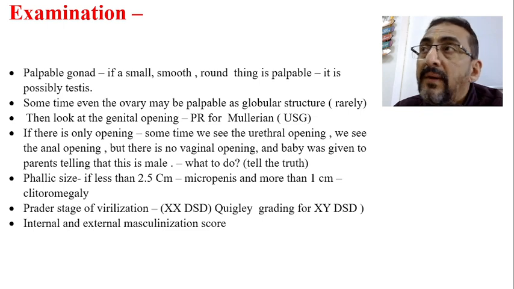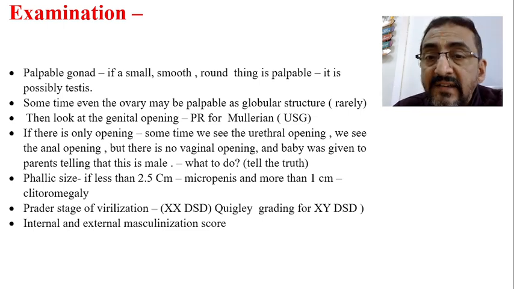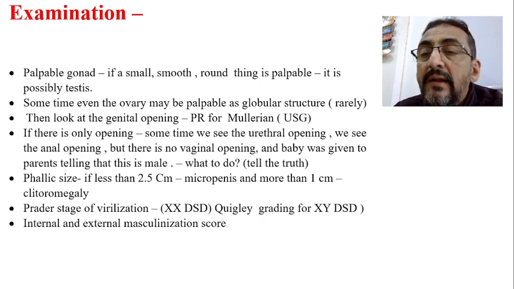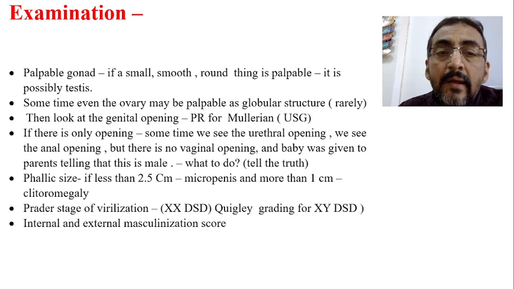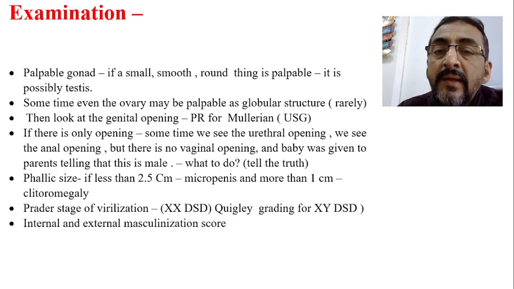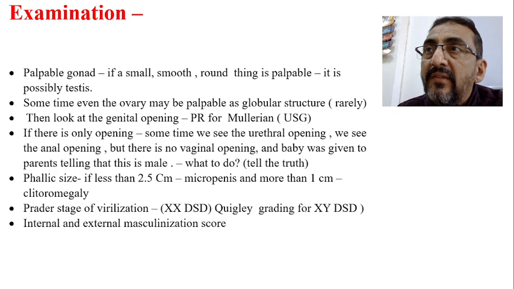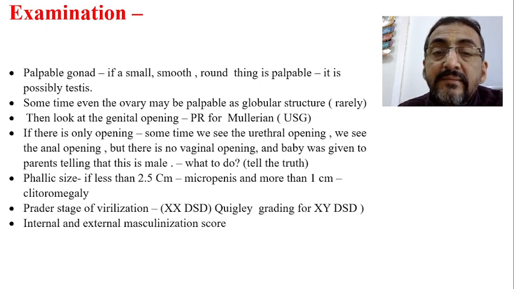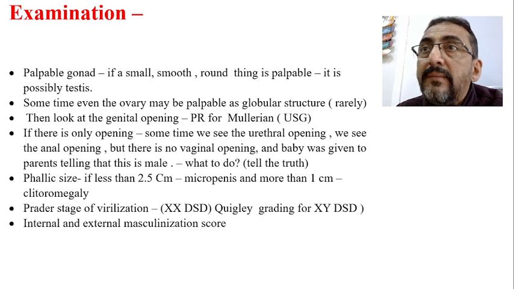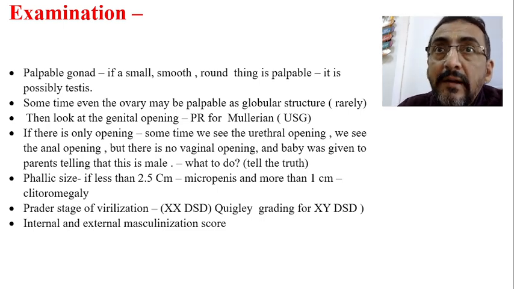Now the phallic size: if it is less than 2.5 centimeter, then we will call it micropenis, and if it is more than 1 centimeter, it is called clitoromegaly. Now this is a problem. If the phallic length is more than 2.5 centimeter, we will call it a penis. But if it is less than 2.5 centimeter, it is called micropenis. And if the phallic length is more than 1 centimeter, then it is called clitoromegaly. It may be the clitoris, so with the presence of the clitoris, it may be a female, a female with clitoromegaly.